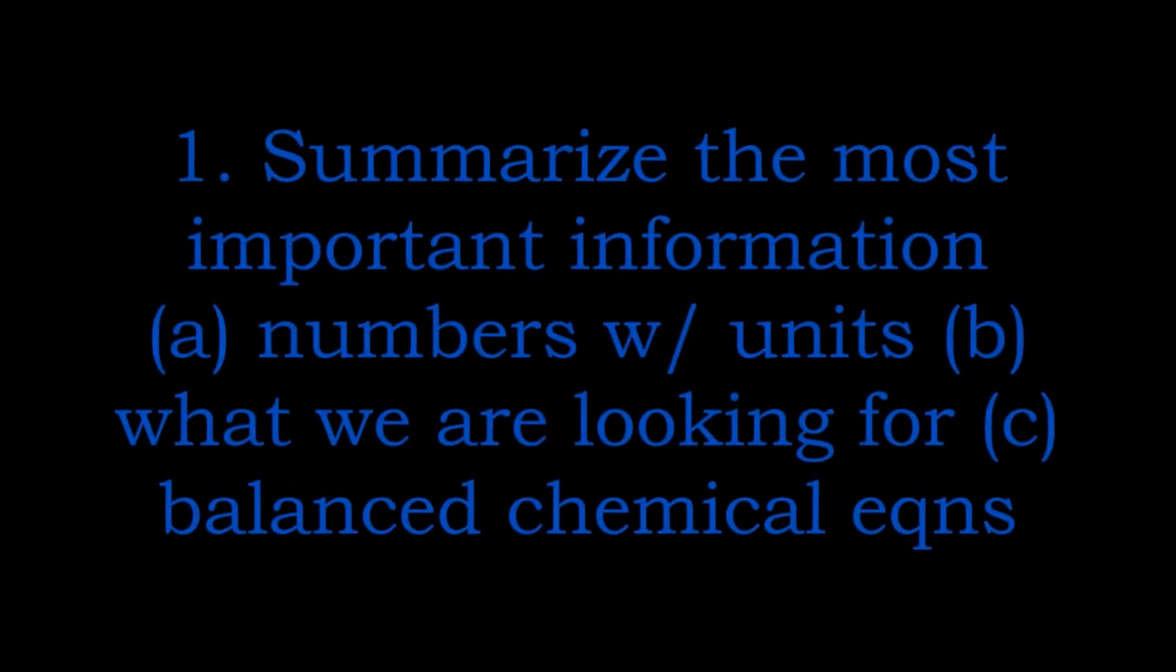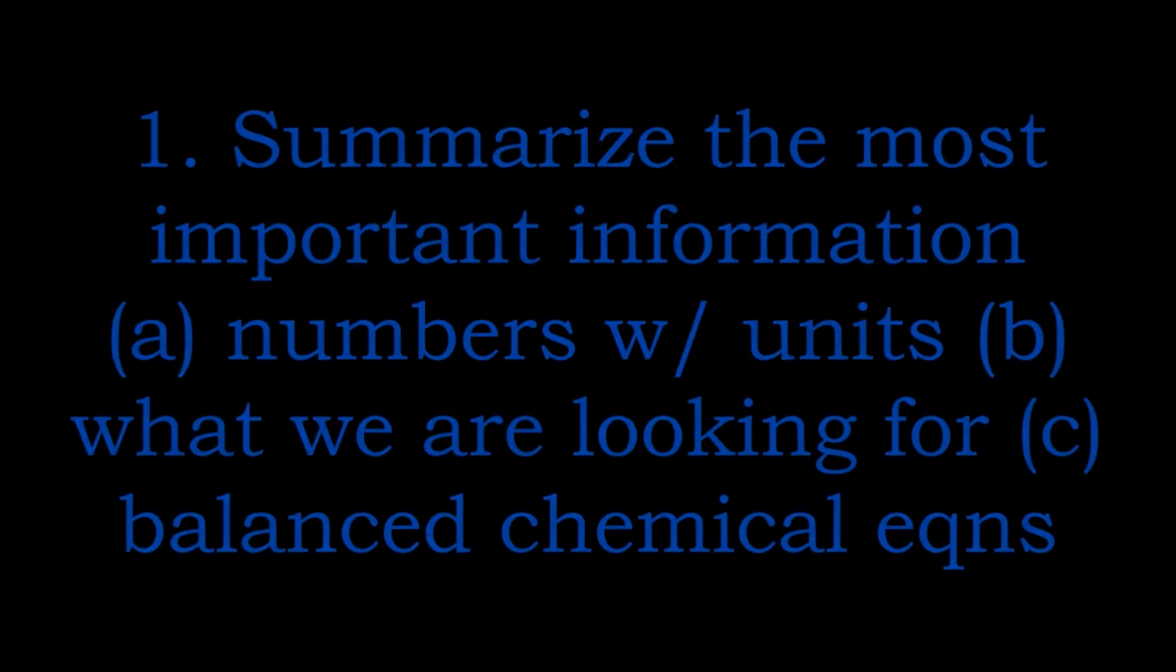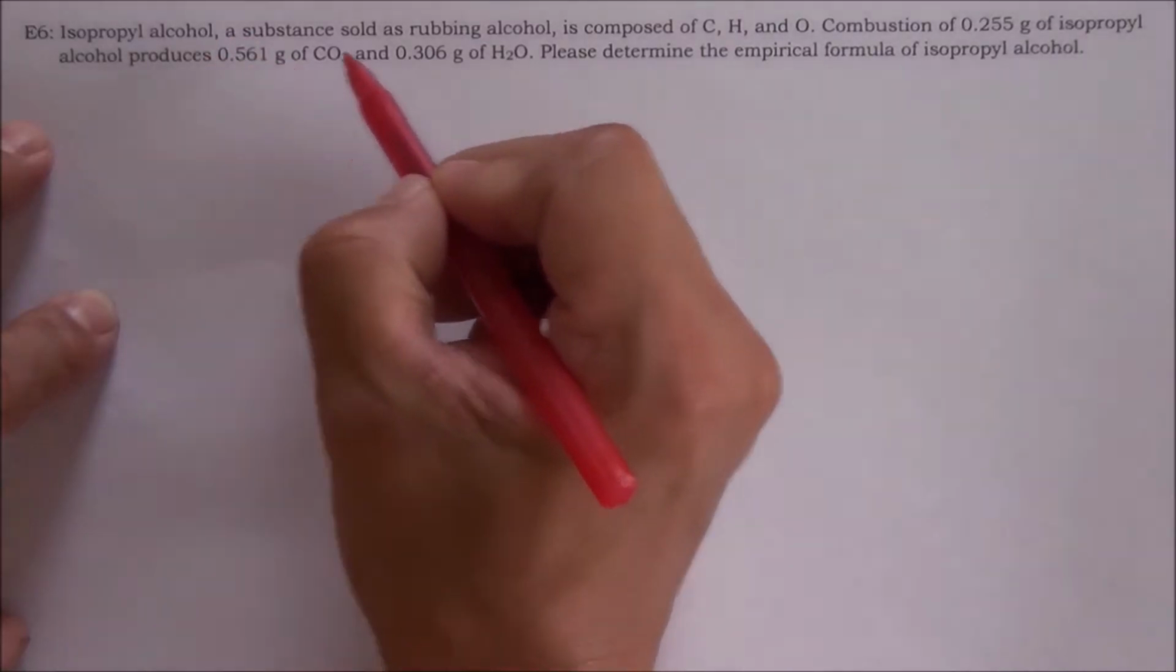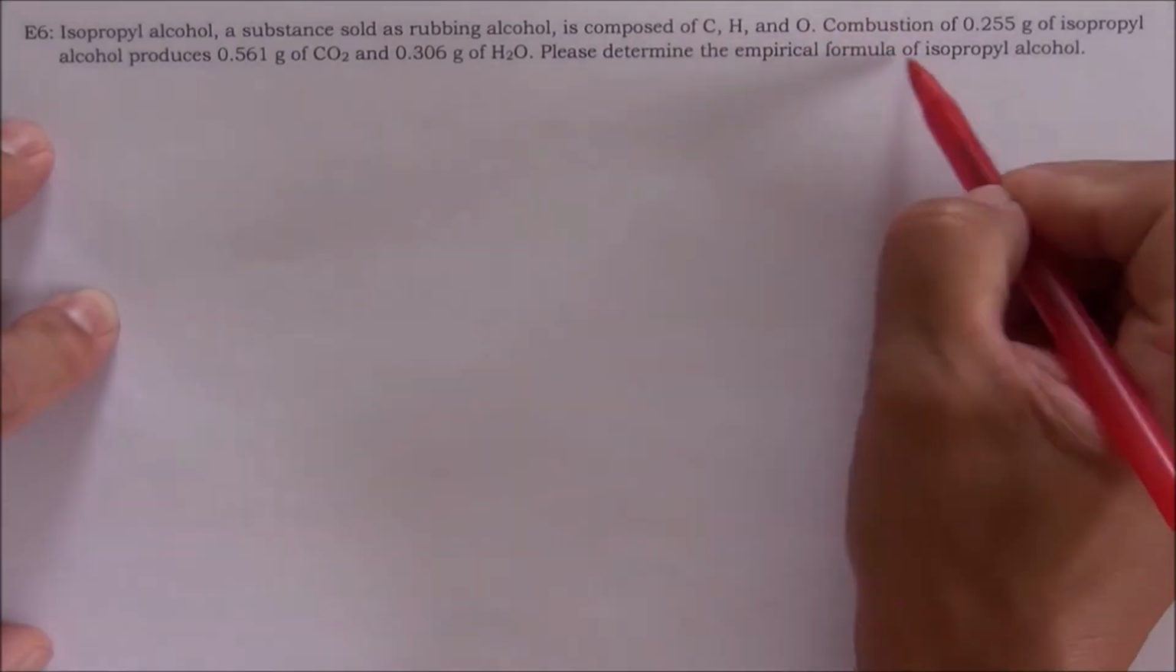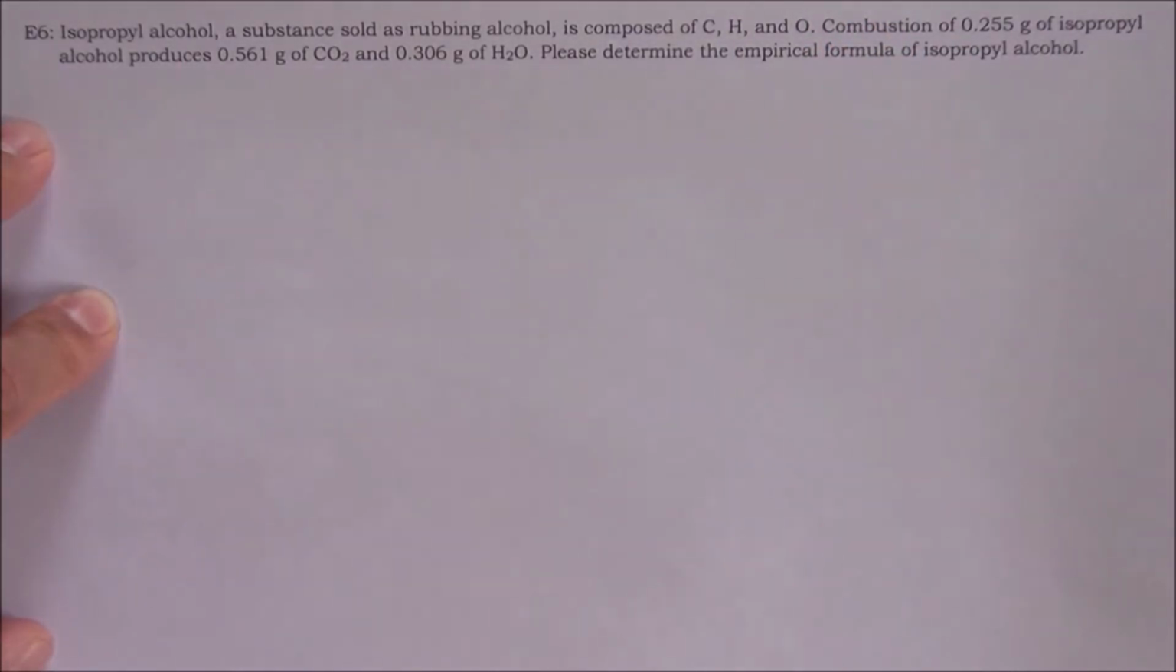First, we need to summarize the most important information. Numbers with units, and what we are looking for, are considered the most important information. If there is a chemical reaction, a balanced chemical equation is also considered the most important information. When we read the problem, we find the keyword combustion. If you remember, combustion is a chemical reaction between a substance and oxygen. Clearly, this is a chemical reaction.